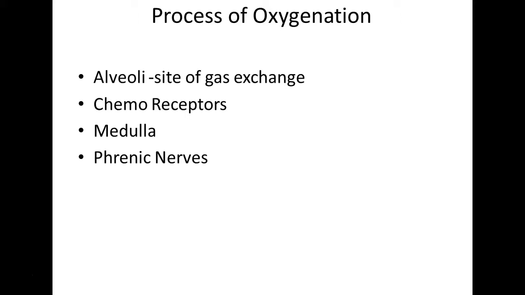So, at all times, the O2 in the alveoli must be kept high, while the CO2 levels, the carbon dioxide levels in the alveoli, must be kept low. So this all happens as a result of a pressure gradient. So what do I mean by that?